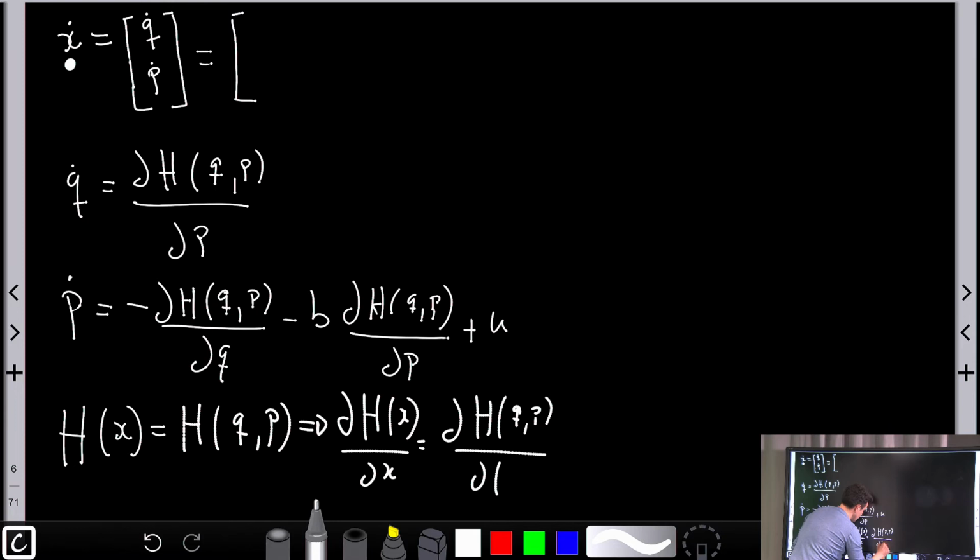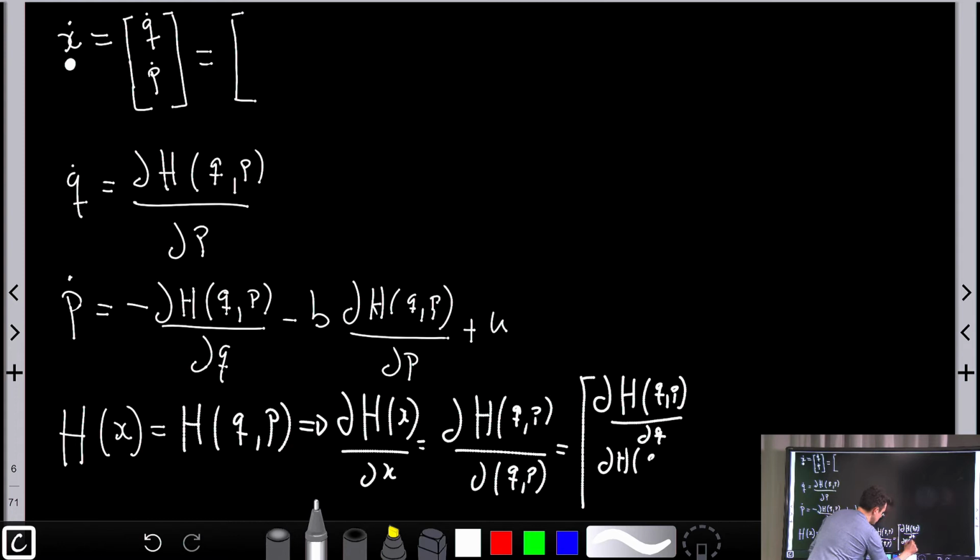Now we need to follow the rules, of course. What is the meaning of this? Well, this is just a vector made of the partial derivative of H(q, p) with respect to q, and the partial derivative of H(q, p) with respect to p. This is the result in terms of both partial derivatives.